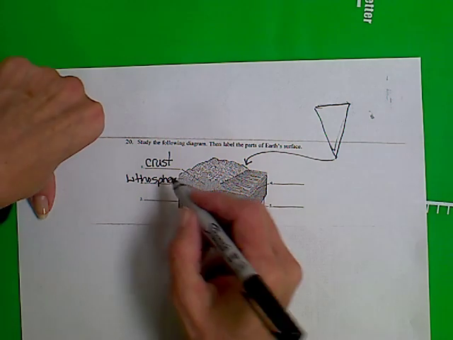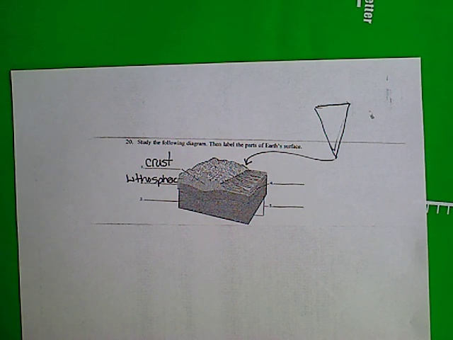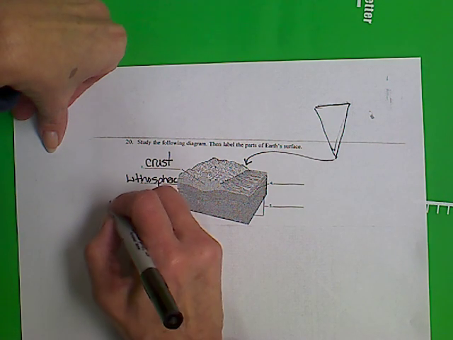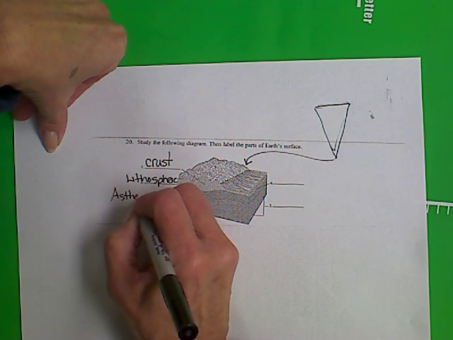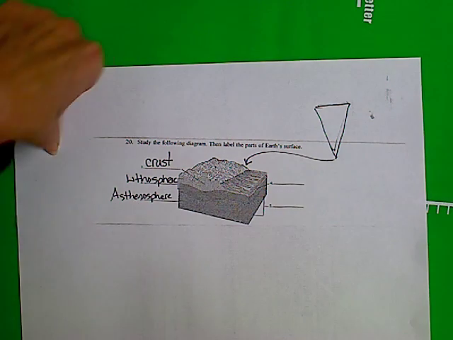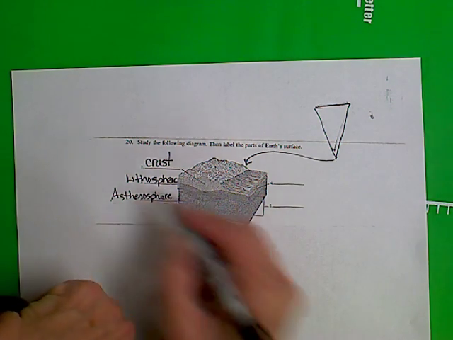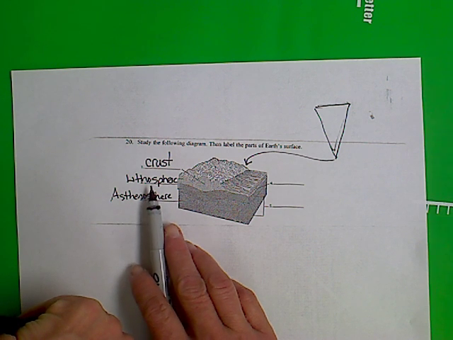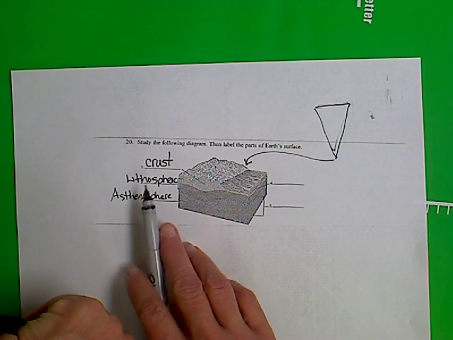What sits directly under our lithosphere? Remember, it spells La, and that is our asthenosphere. That's the layer right underneath. This causes this lithosphere, which is actually made up of plates, to move.